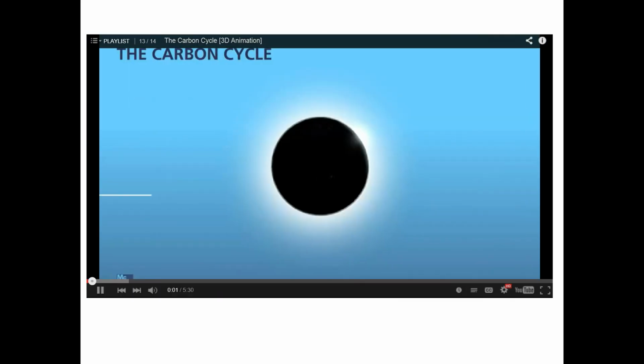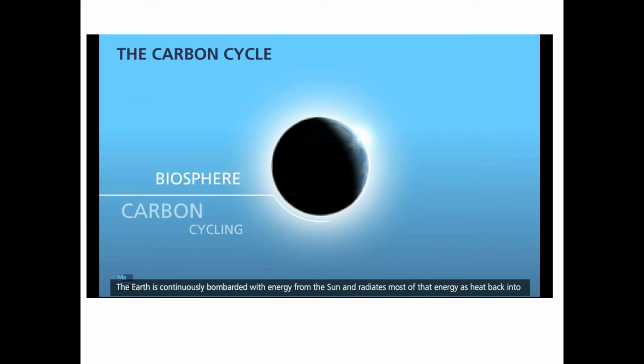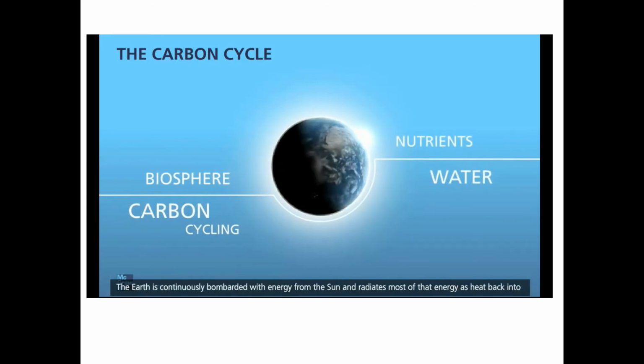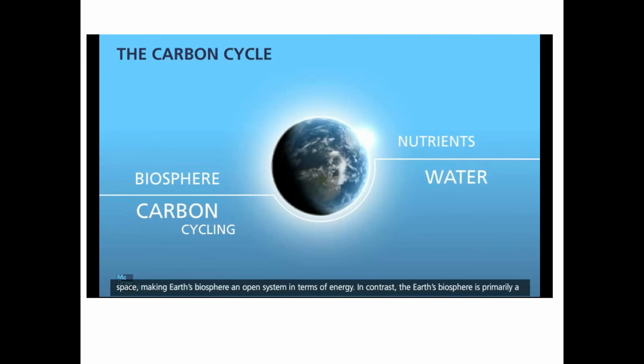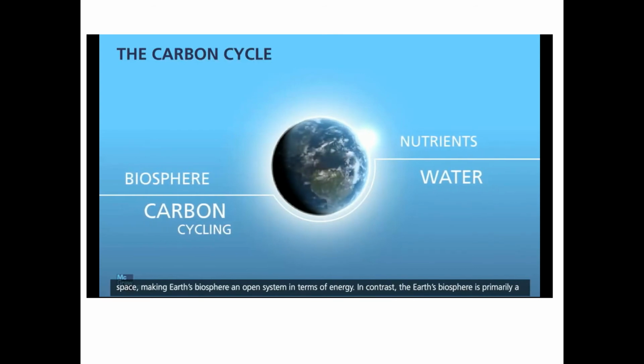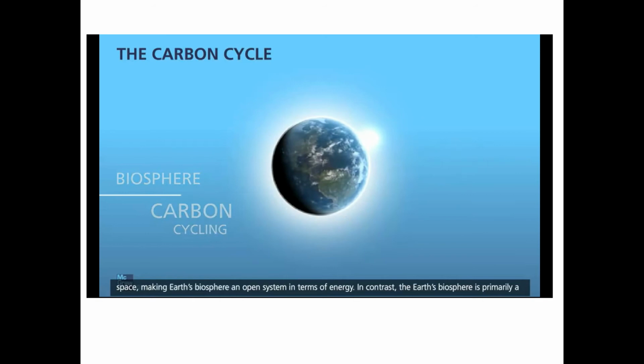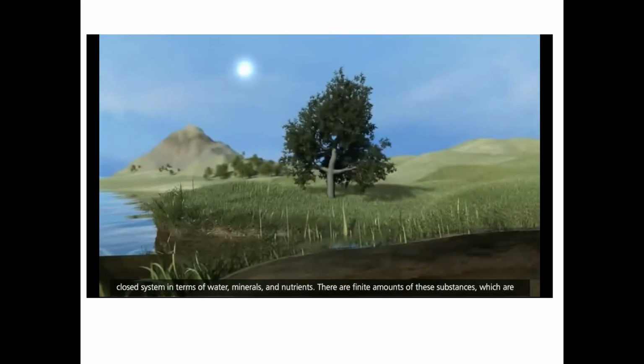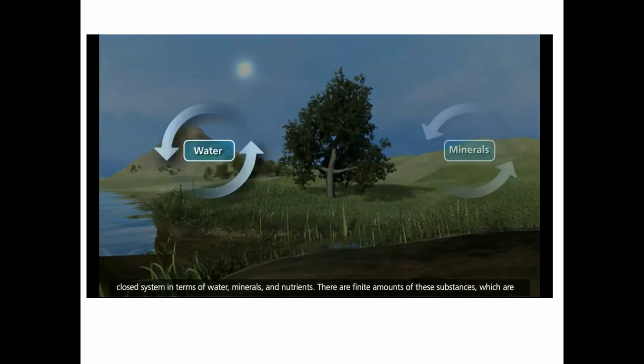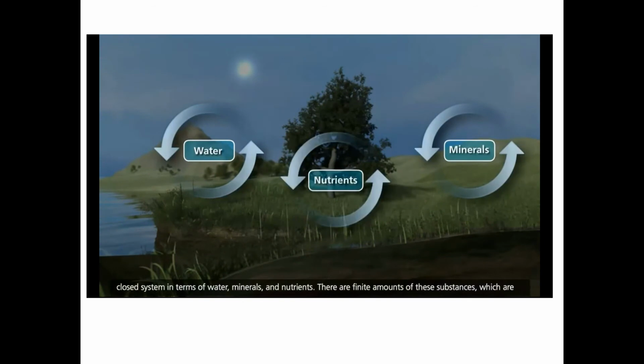The Earth is continuously bombarded with energy from the sun and radiates most of that energy as heat back into space, making Earth's biosphere an open system in terms of energy. In contrast, the Earth's biosphere is primarily a closed system in terms of water, minerals, and nutrients. There are finite amounts of these substances which are recycled through the living and geological components of the biosphere, called a biogeochemical cycle. Carbon, a key element of organic life on Earth, cycles through the biosphere in this way.